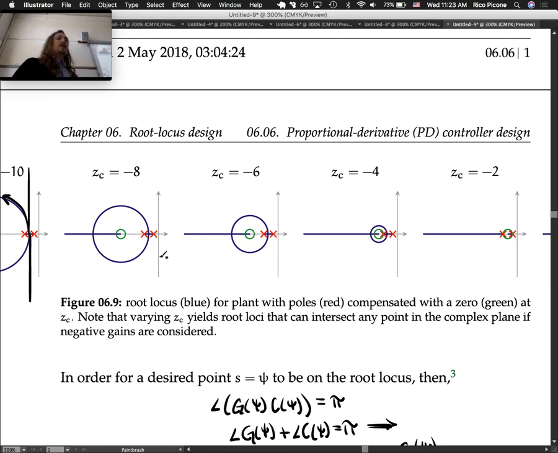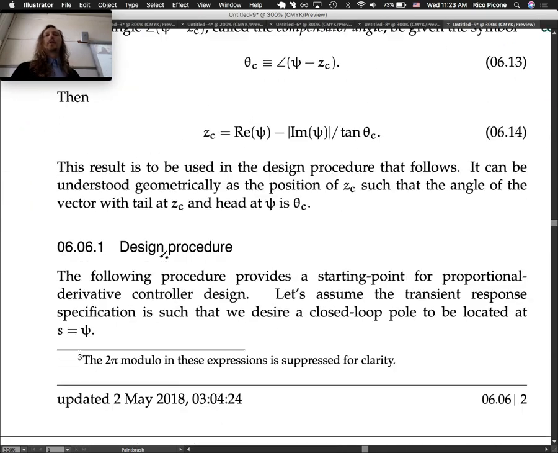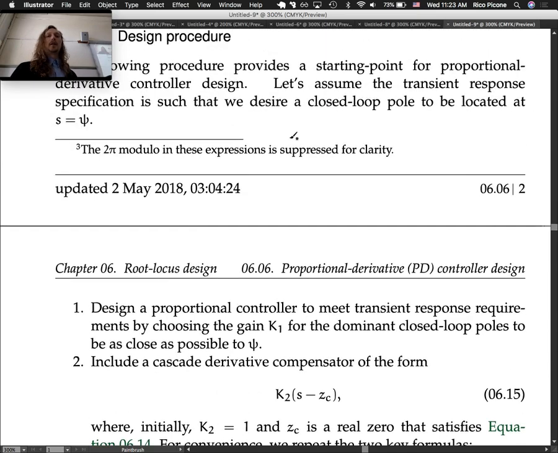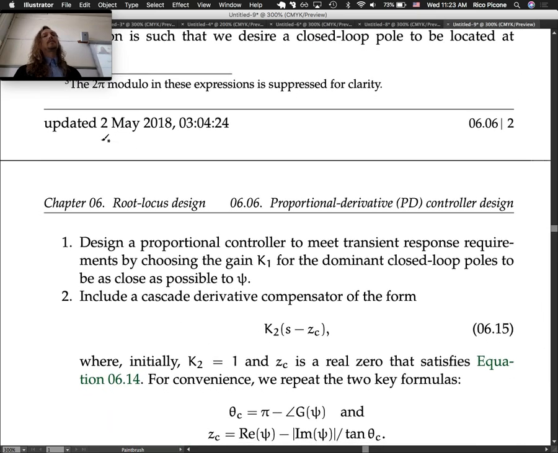So they're not always going to be the dominant ones, but sometimes they'll be the dominant closed loop poles, and some of our second order assumptions and all that will hold true. So let's give it a shot. Let's go through the design procedure first, and then we'll explain. So we want the closed loop pole to be at psi.